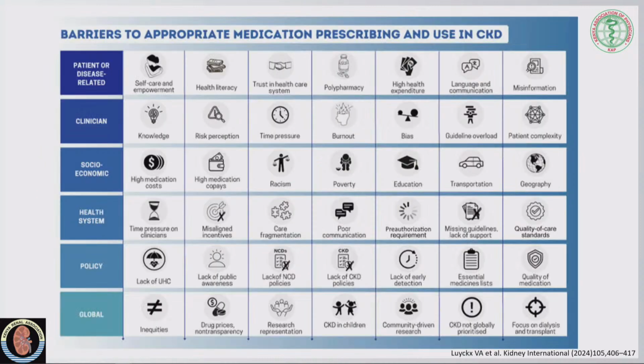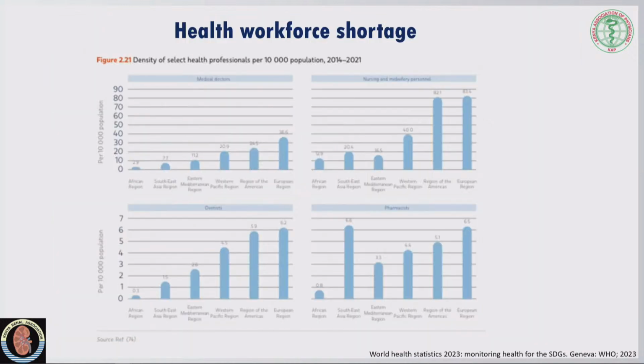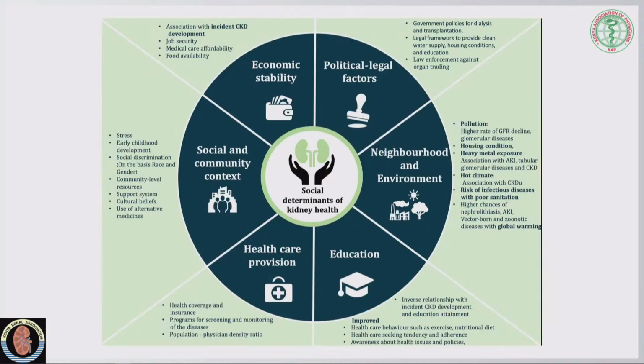There are barriers to appropriate medication prescribing and use in chronic kidney disease, and they range from all the factors that are involved in provision of these medications. There's a deficiency of healthcare worker forces. You can see in all departments, from medical doctors to nurses, to dentists, to pharmacists, in Africa we are ranging between 0 and 10% of the population. So how come we are transferring our personnel? It's sad for us that experienced dialysis and ICU nurses are going abroad in droves, leaving us with the inexperienced ones. We don't know what the healthcare system will handle.